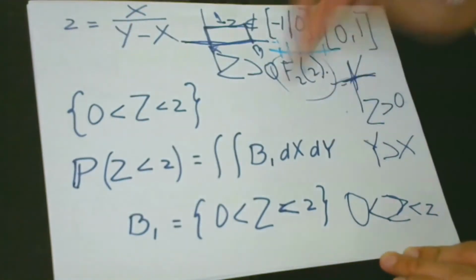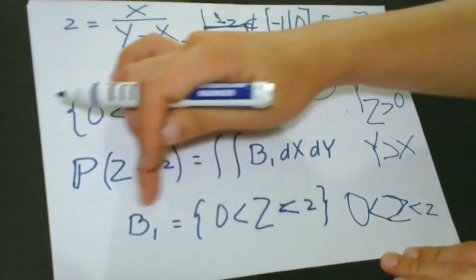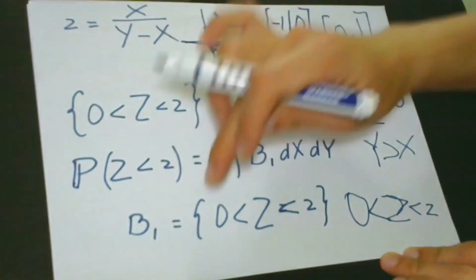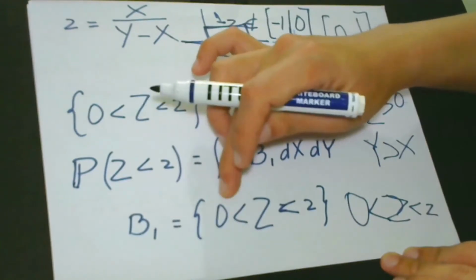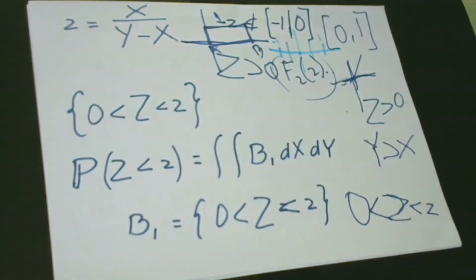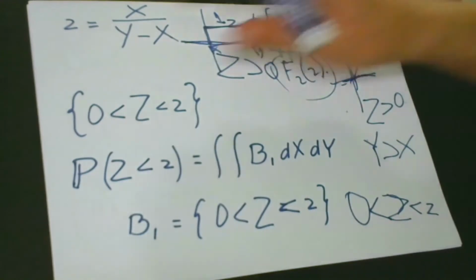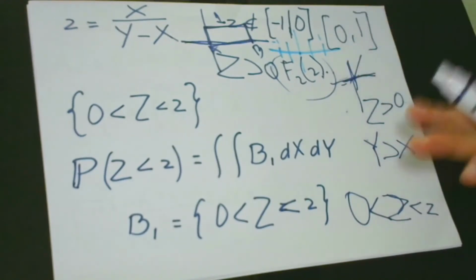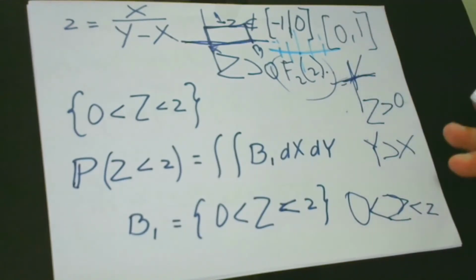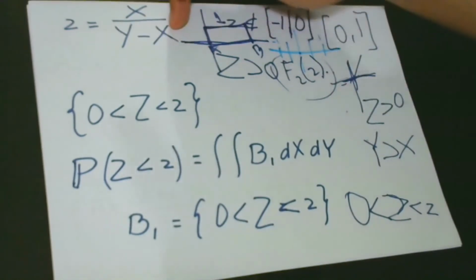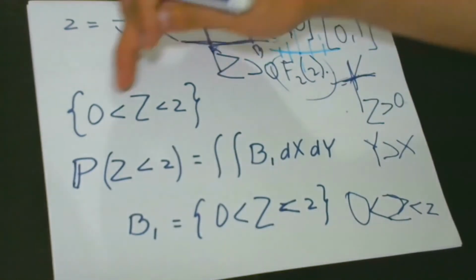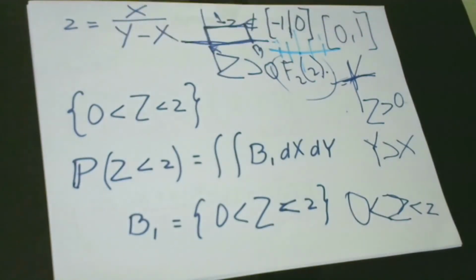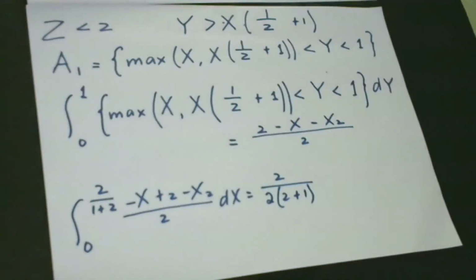Okay, so with b1, the interval is from 0 to z. So this is the situation of our problem. Now, how are we going to translate this interval into an interval relevant to the value of x and y? For 0 less than z, so we have y less than or greater than x. How are we going to do that?